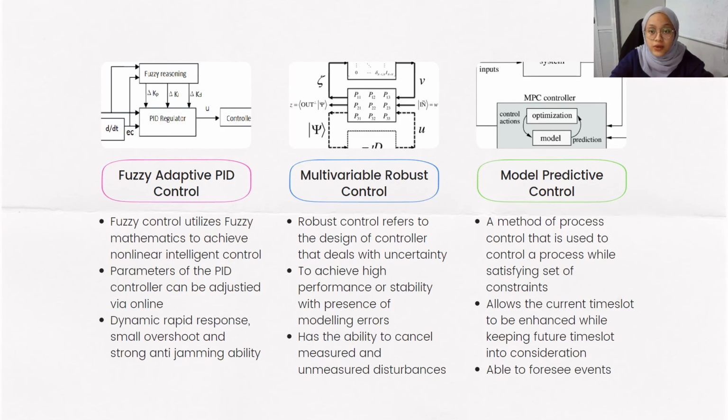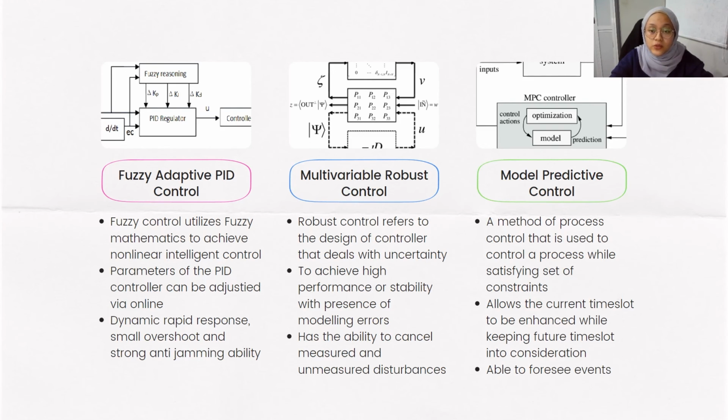Next, multi-variable robust control, which is the design of a controller that deals with uncertainty, can also be used. The use of this controller design is to achieve high performance or stability in the presence of modeling errors, which is almost always the case in the activated sludge system, in which the demand of airflow speed varies every time. This control design also has the ability to cancel measured and unmeasured disturbances.